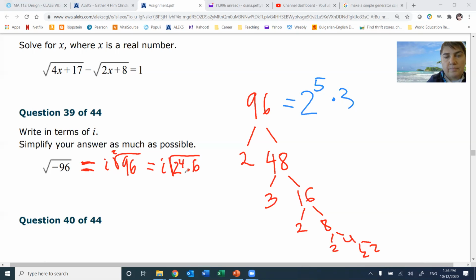All right, I left one 2 from the power of 5. So then this is a square root, so technically this is 16. So what comes out from 16? 4, yeah. Because this is 2 squared, so 4 is going to come out. Right, the answer is going to be 4i square root of 6.